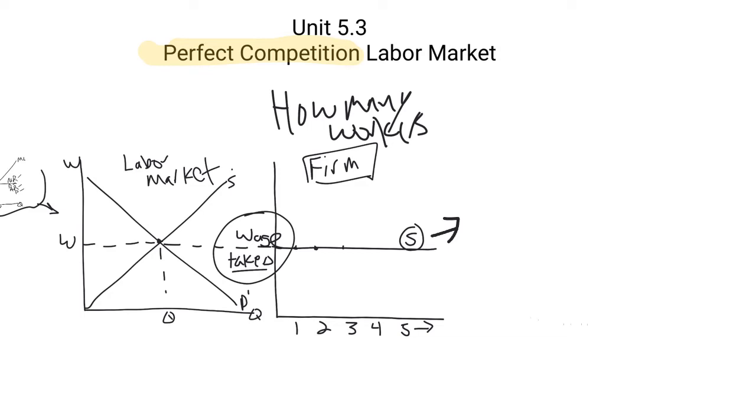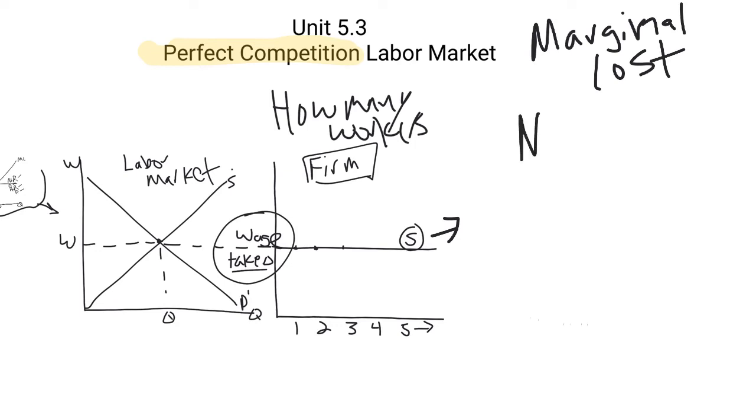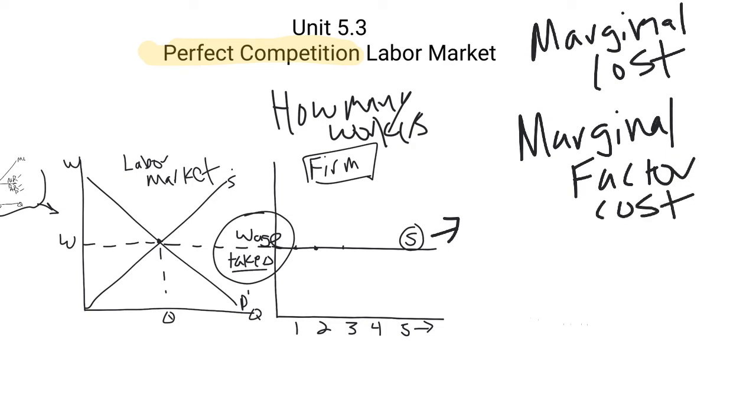This is kind of what we've called before, in the past, a marginal cost curve. This time we're going to call it the marginal factor cost. All right, so remember it's a factor of production. So it's the marginal cost for this factor of production.